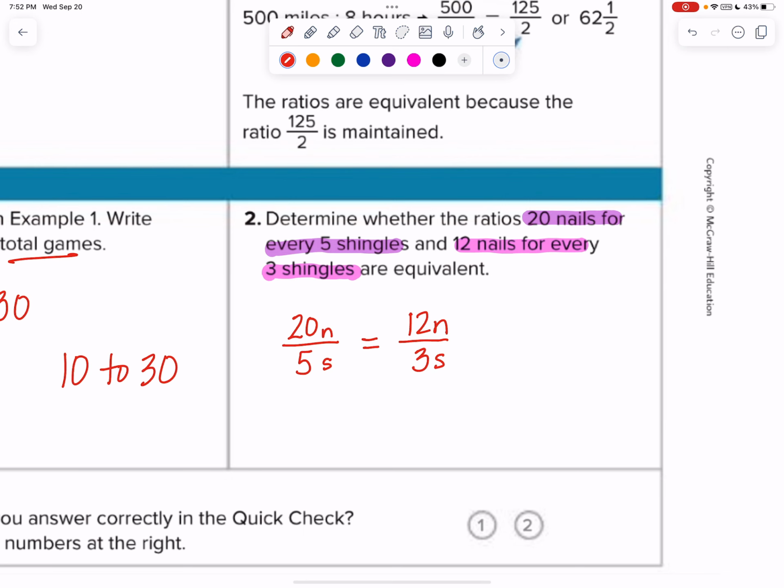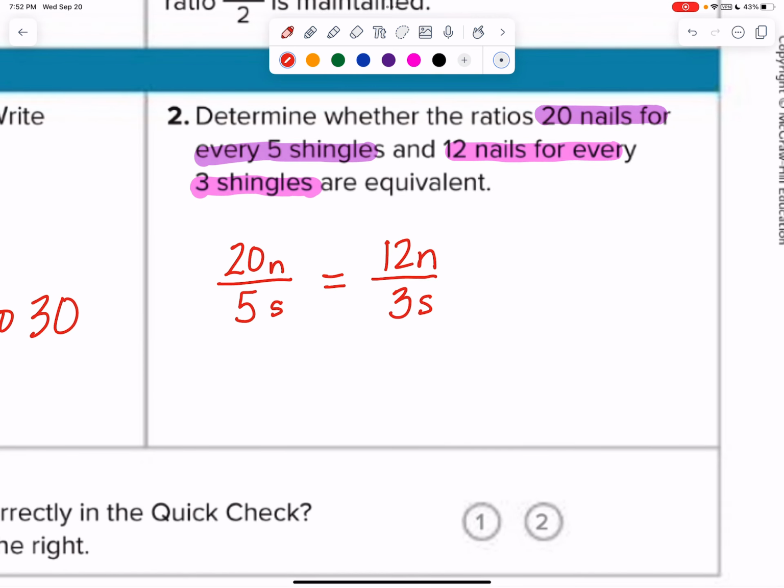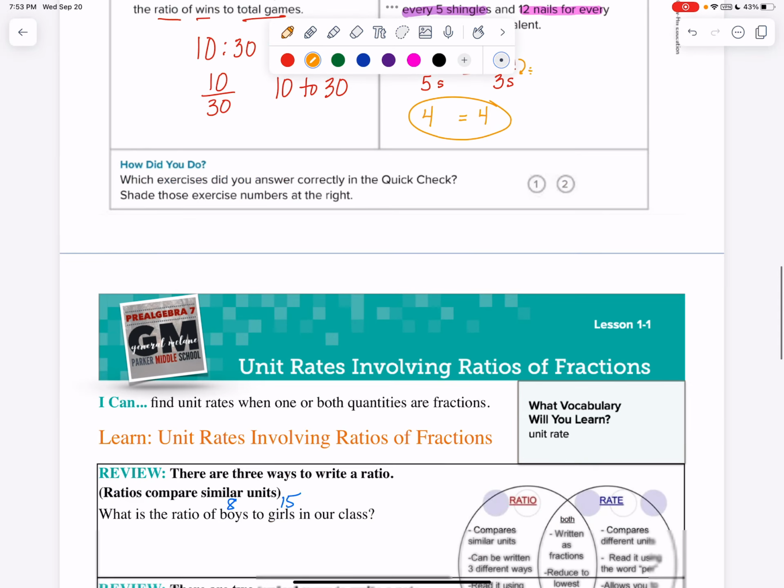So I need to make sure the 12 nails are on top and my shingles are on the bottom. Okay. So one way that you may remember in the past is to do the means extremes, which is also called cross multiplying, and we'll get into those things later. But another quick easy one is just to divide the numerator and denominator. And so let's go ahead and do that. So 20 divided by 5 is 4, and 12 divided by 3, because fraction just means division, right, is also 4. And so we can see the proof that these are equivalent, okay, or their unit rate is 4 nails for every 1 shingle, okay.